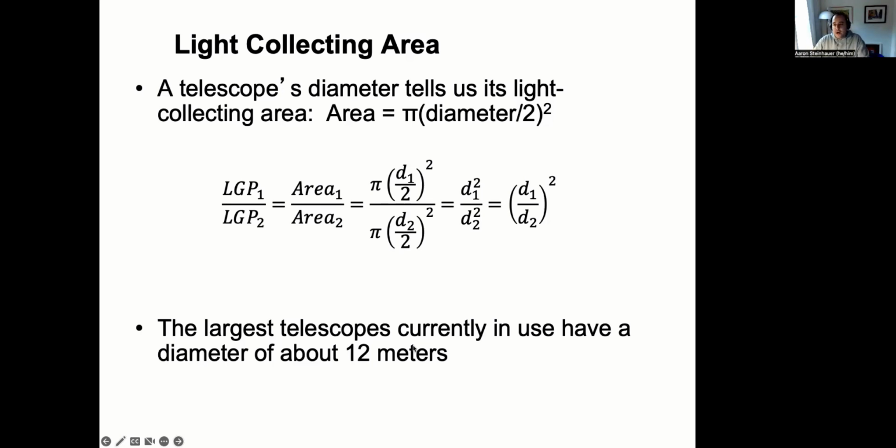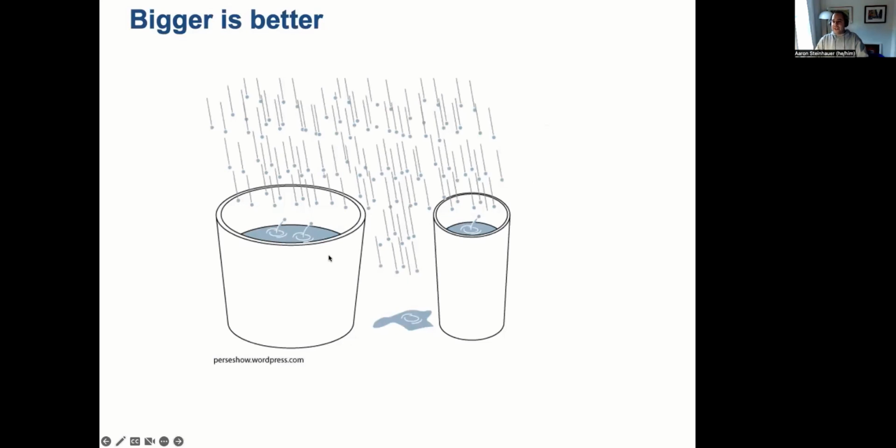And as we said before, the Czech telescope isn't the biggest telescope in the world, but there aren't that many that are bigger. 10 to 12 meters is about the biggest telescopes that we've got right now. Okay, so let's try. Oh, here's a visual of that rain bucket analogy that I was making a minute ago.